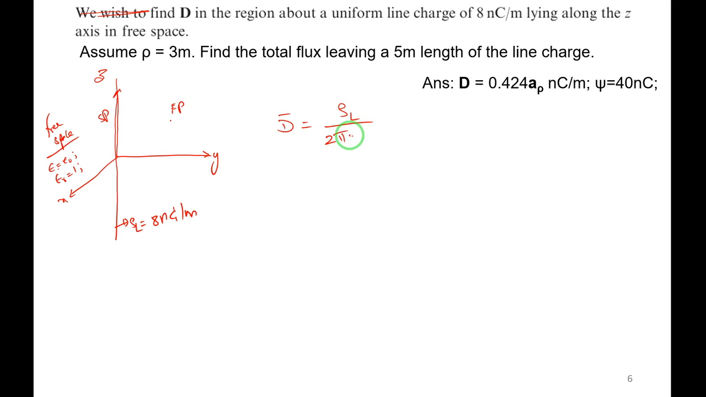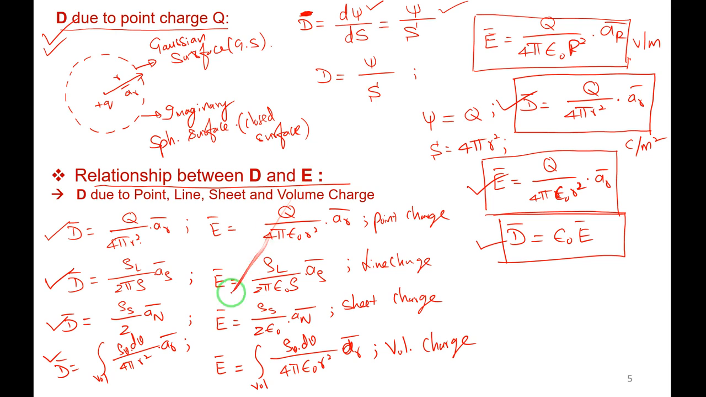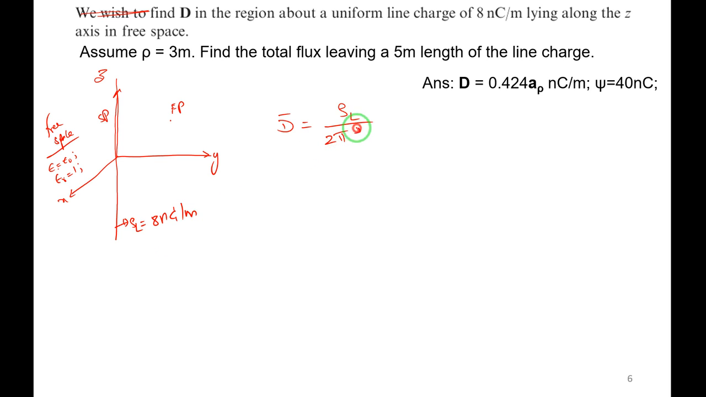Don't write epsilon naught, because epsilon naught will cancel. We have the formula here: 2 pi rho into a rho. This one we have to use, right? Epsilon naught should not come into the picture, because D equals epsilon naught E. If you are having confusion, write down E, then multiply by epsilon naught and write this: rho L by 2 pi rho into a rho. This is the formula we are going to use.